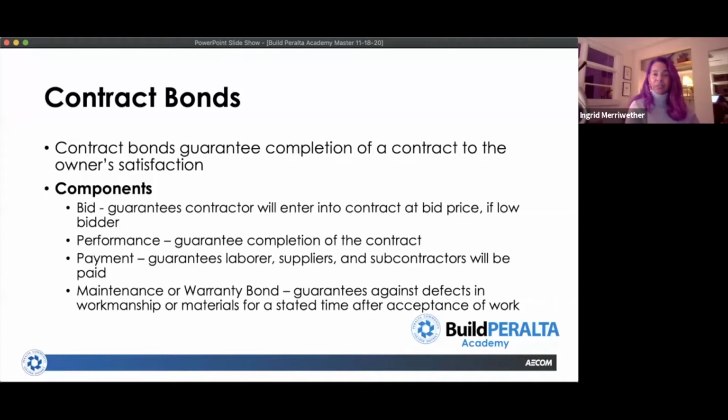So those two, as I said, come together, the performance and payment bond. And then a maintenance or warranty bond is essentially just the bond portion that remains after the work is completed that guarantees against any defect or workmanship. And it's usually a very short period of time, generally 90 to 120 days after completion of the work. Next slide.